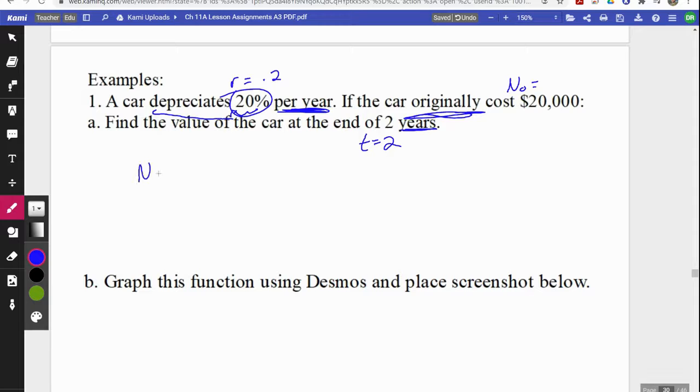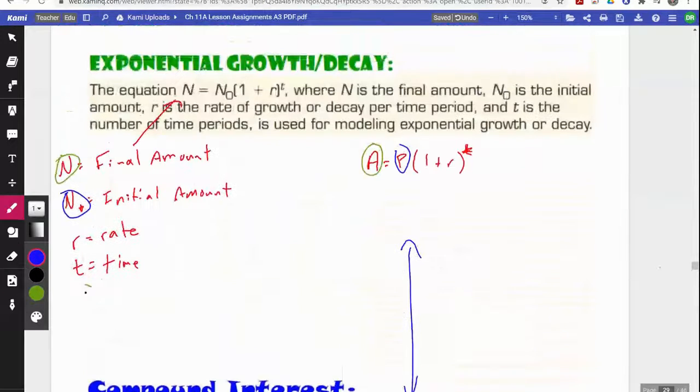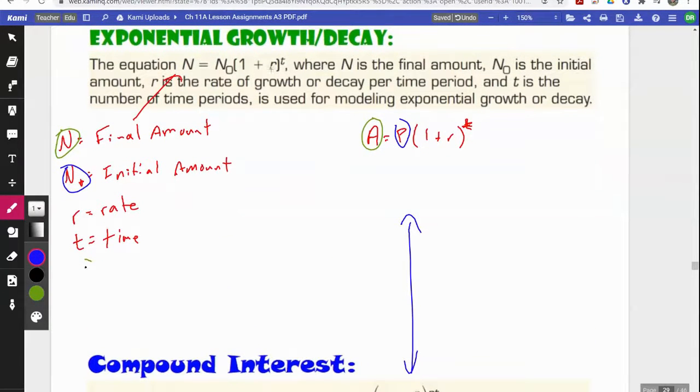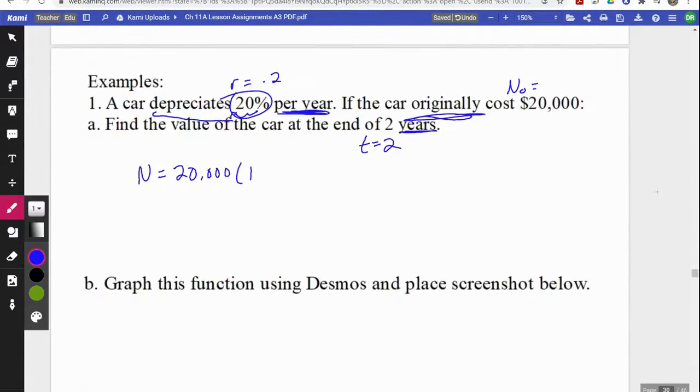So our final value at the end of 2 years is N. N naught is our initial value. So 20,000 times 1. And then it's depreciating. So instead, scroll up here for a second, instead of being plus R, if we had plus R, R is 0.2, 1 plus 0.2. That's basically growing at 20% per year. But depreciates means losing value. So instead of plus, we have to have a minus here, 0.2, and then raised to the second power.